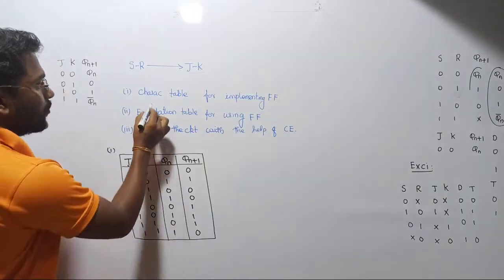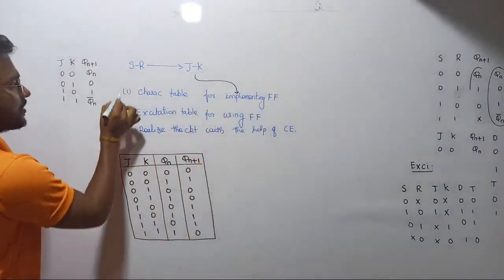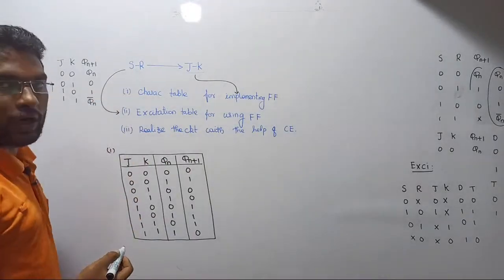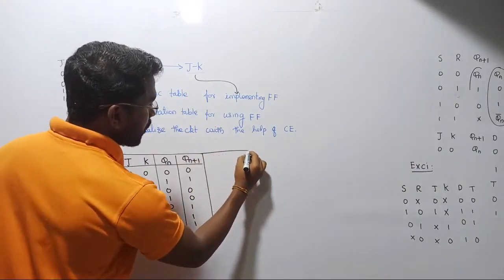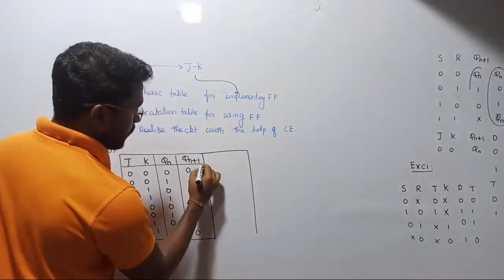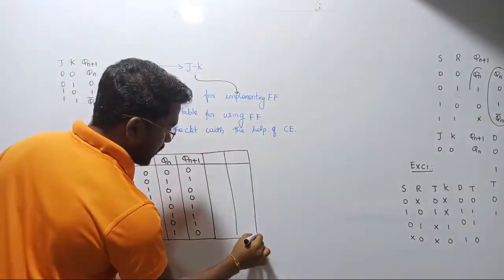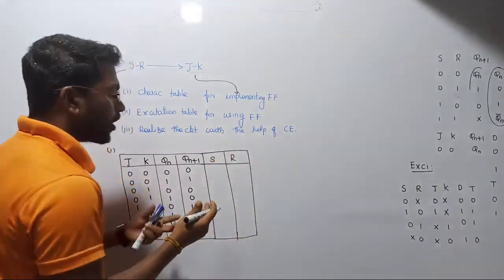Now immediately after writing the characteristic table of the implementing flip-flop, our next target is we have to write the excitation table for the using flip-flop. We are going to use what? SR flip-flop. So that is SR flip-flop. Let me merge the SR flip-flop with this. The second step, we have to write the excitation table for SR flip-flop. How will you write the excitation table?